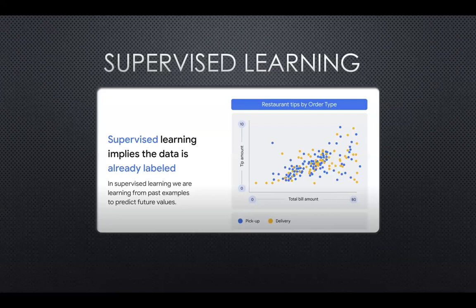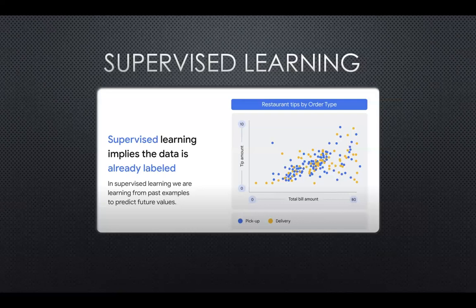In this case, pickup is a label. That is, humans have categorized this data as that particular data point is a pickup, denoted by blue points, and the points in yellow are deliveries. So this is what's implied, that the data is already labeled. We are learning from these past examples and we are trying to categorize it. So a problem in machine learning may be that given the amount of tips and the total bill amount, can you predict, given past examples, whether this is a pickup or a delivery?